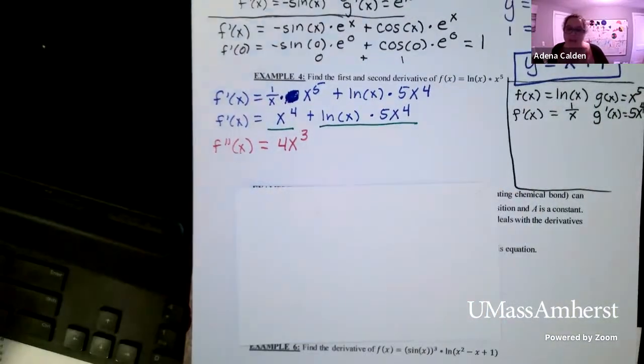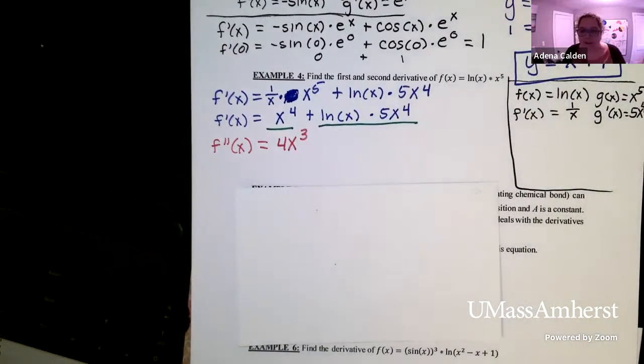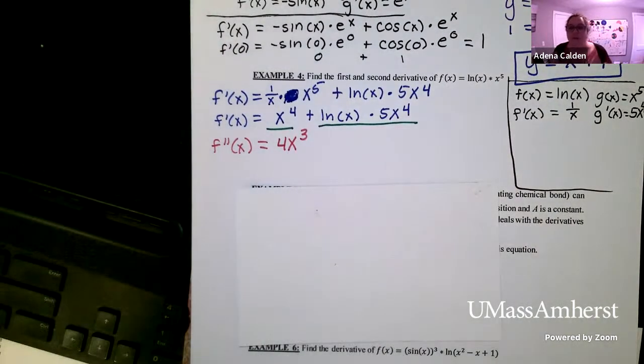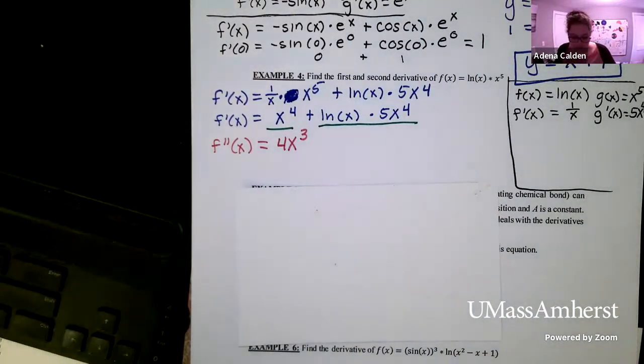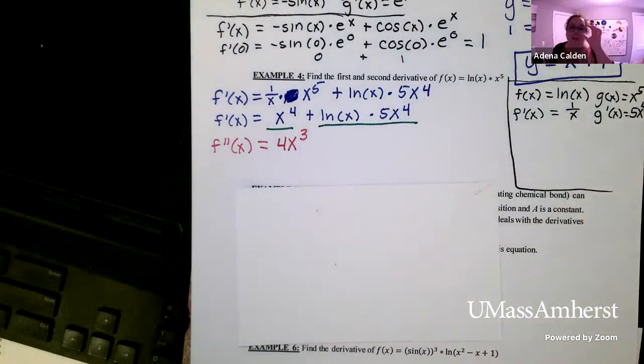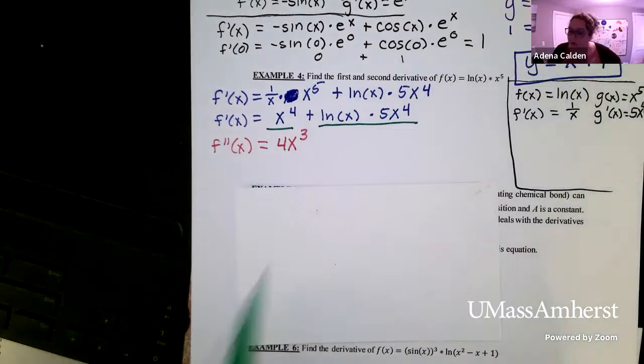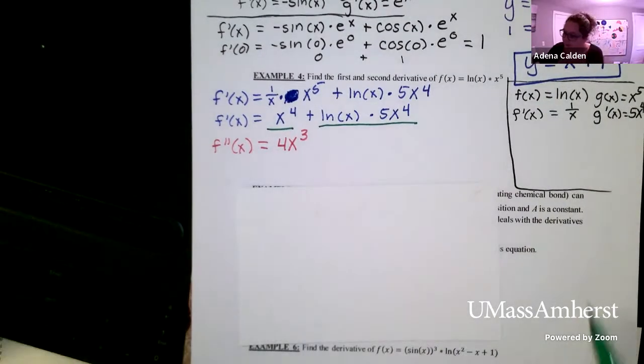Okay. Now, when we go to the second term, we have ln x times 5x to the fourth. So we have two things multiplied together. Okay. So when we have two things multiplied together, we have to do a product rule. So we have to do the product rule on the second term here.